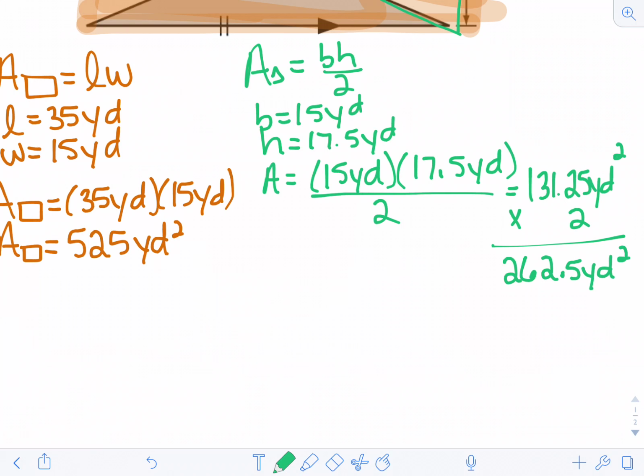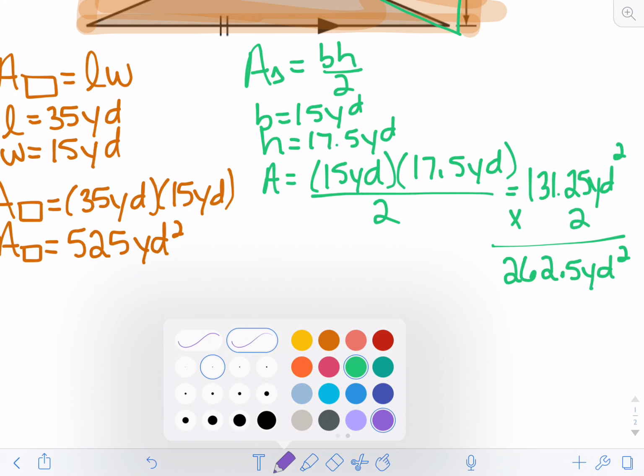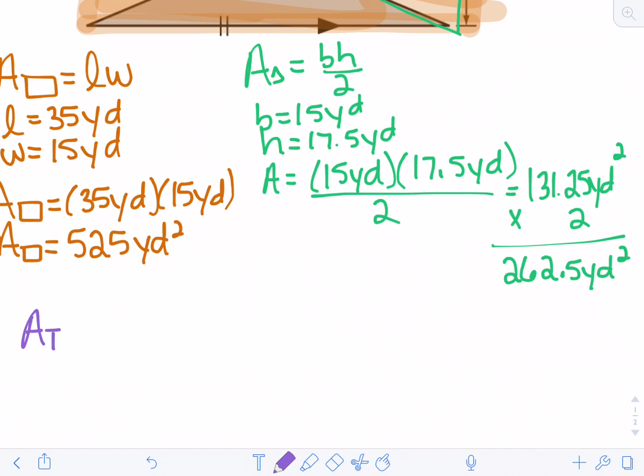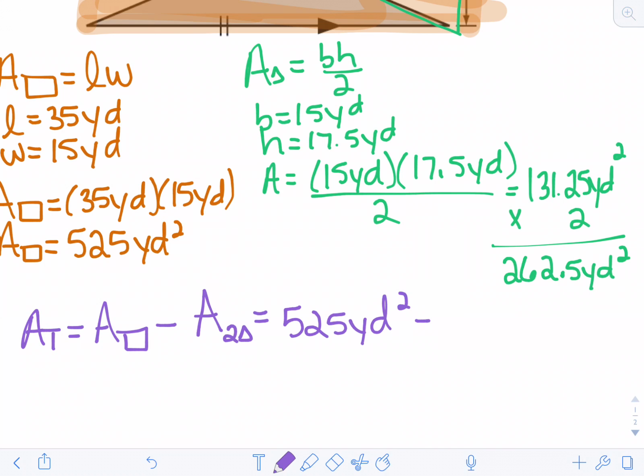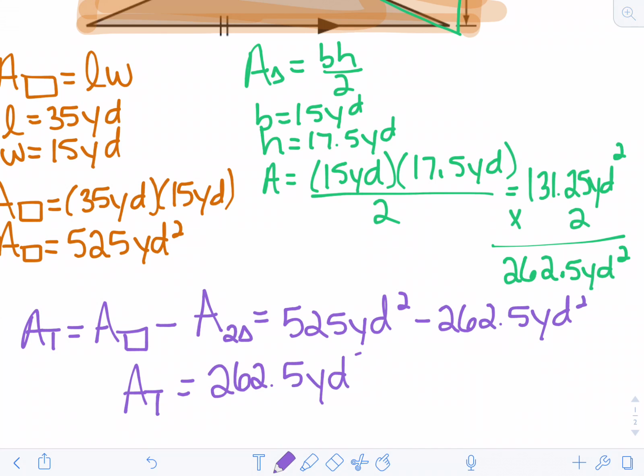So I have the area of the whole rectangle. I have the area of the two triangles. To find your final answer, you just have to subtract them. So area total would be the area of the rectangle minus the area of both those triangles. The area of my rectangle is 525 yards squared, minus this 262.5 yards squared. So area total will be 262.5 yards squared.